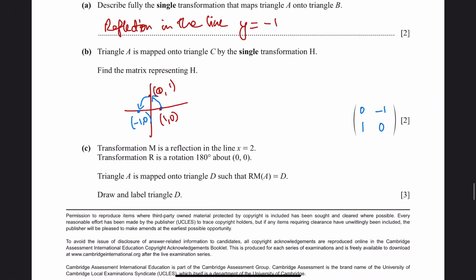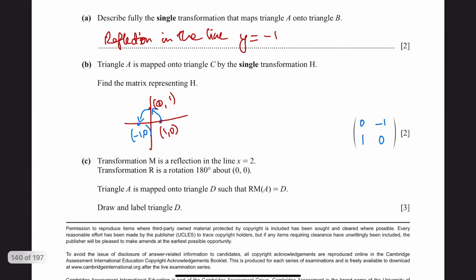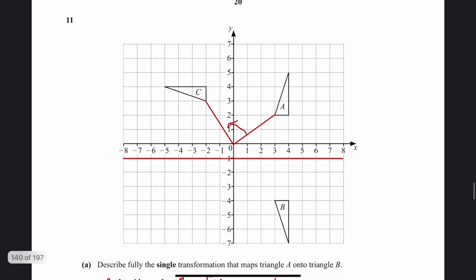Then it says transformation M is a reflection in the line x equals 2. Transformation R is a rotation 180 degrees about 0 0. Triangle A is mapped onto triangle D such that RMA equals D. What you need to do is you need to do MA first. M is a reflection in the line x equals 2. So let's first do the reflection in the line x equals 2. X equals 2 is a vertical line here. Now when I reflect it, it appears like that.